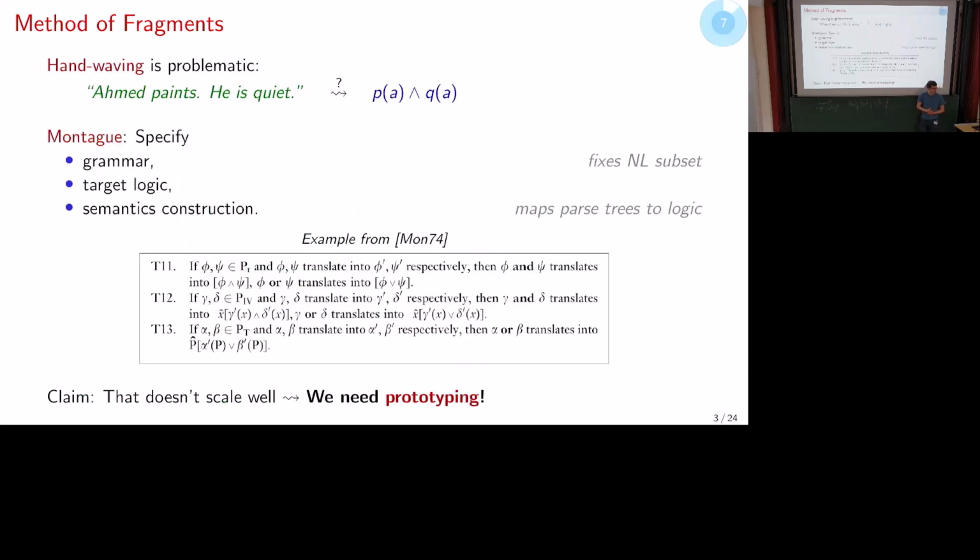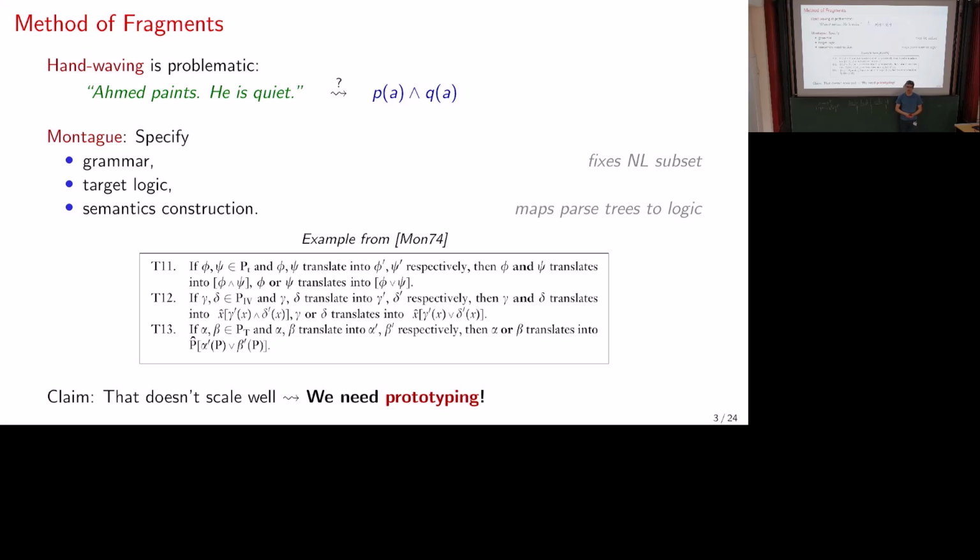Okay. So what I was doing right now was hand waving. I said this sentence, of course, corresponds to this logical expression, and maybe you believe me that that makes sense. But in general, this kind of hand waving is a bit problematic. There are a lot of complexities that you could just skip over. For example, if I have "Ahmed paints, he is quiet", that's P(a) and Q(a), obviously, except that saying that "he" refers to Ahmed, and dealing with pronouns, is very non-trivial in general. So we are hiding that if you just hand wave.